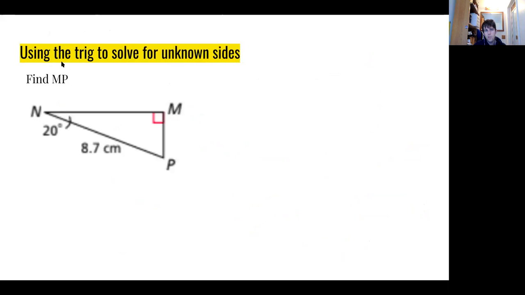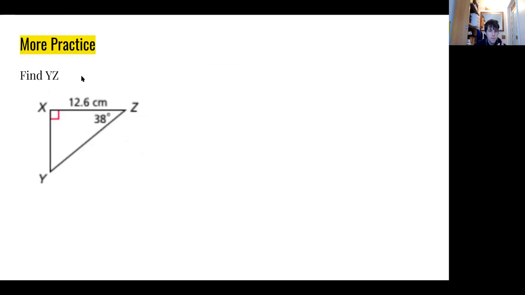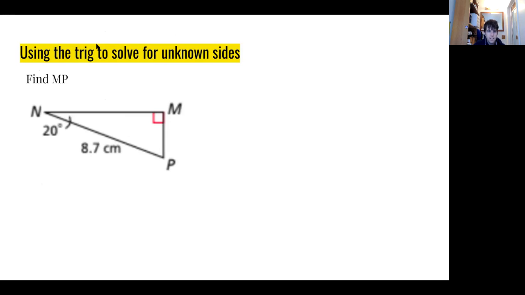All right, solve for the unknown sides of this triangle. We are going to find MP. So that is this side over here. Again, I'm going to call it X, just so that I have a variable to work with.